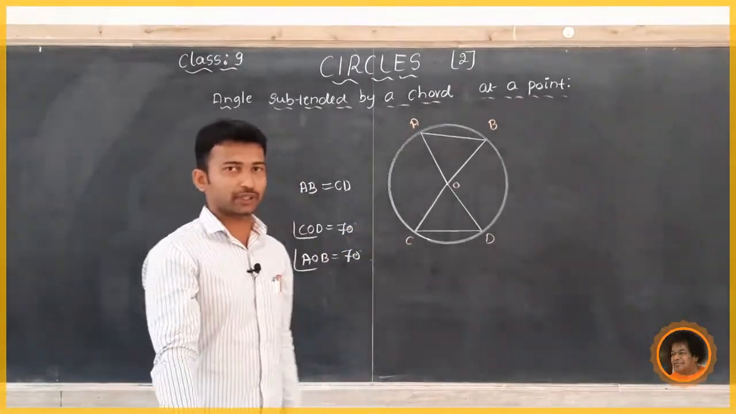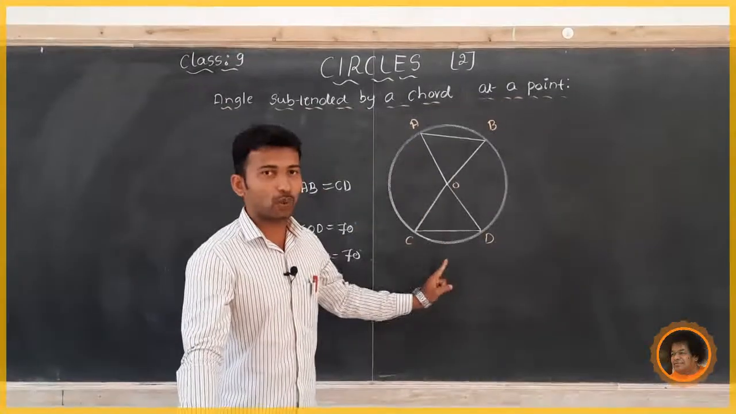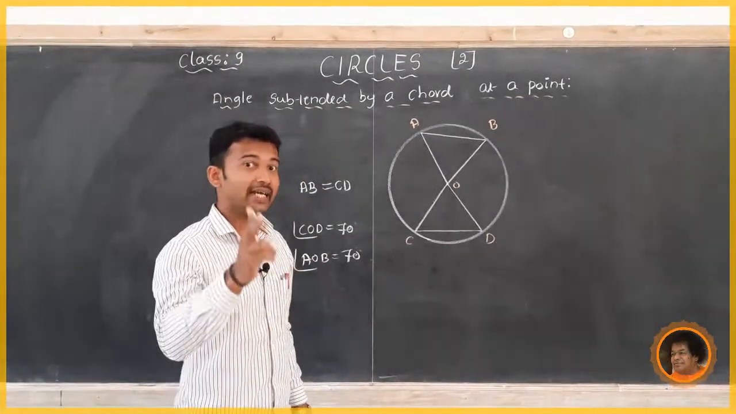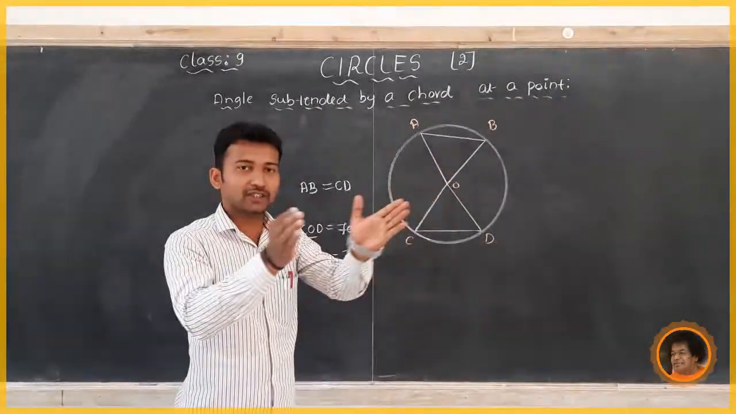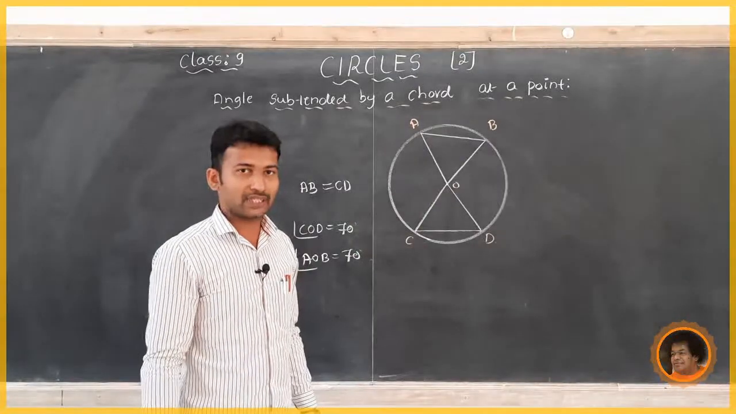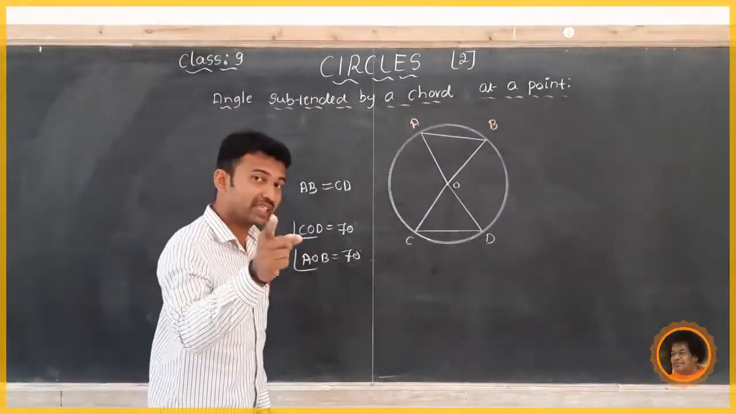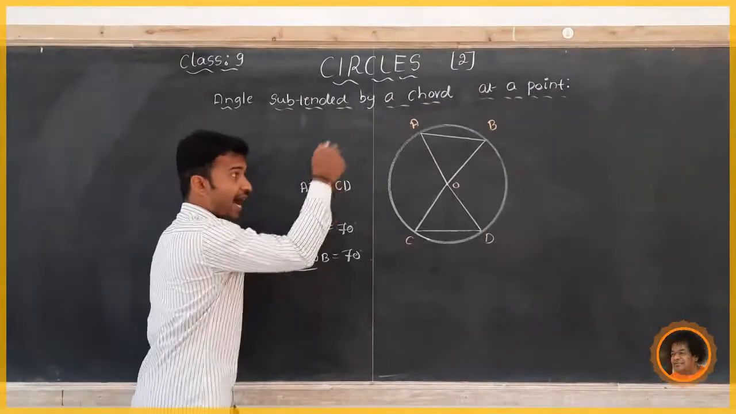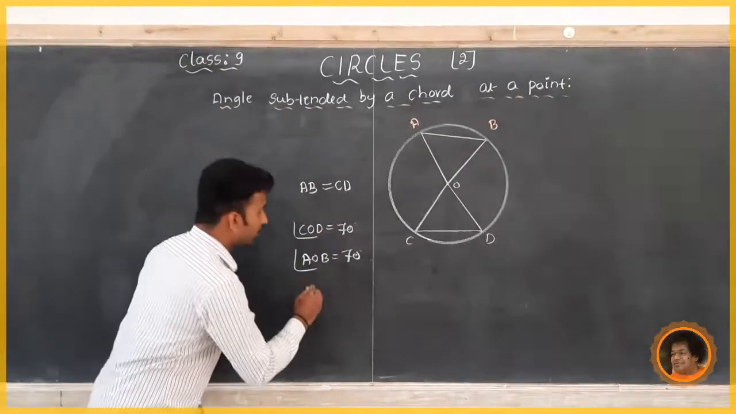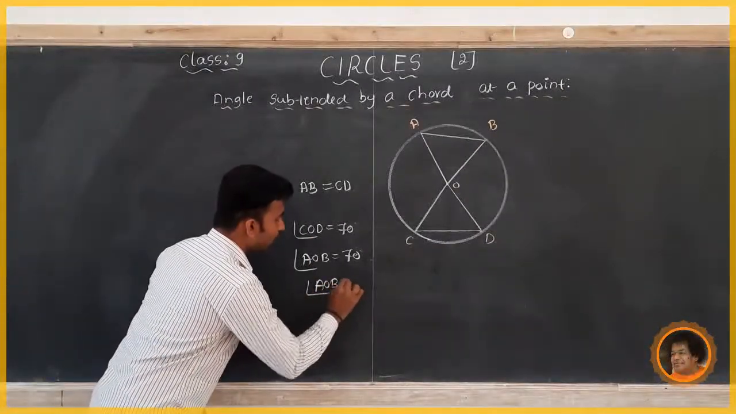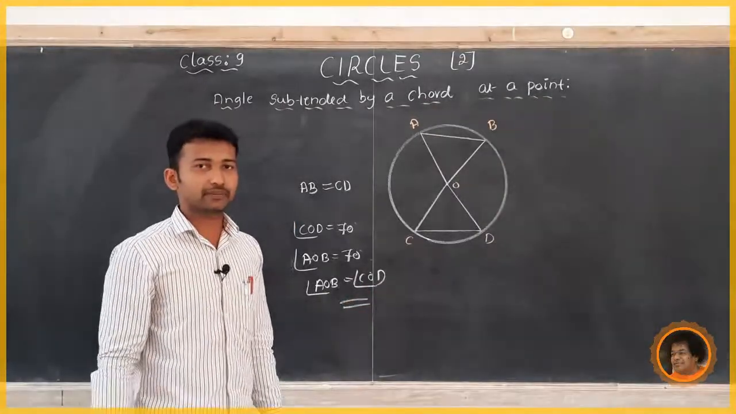Yes, what is the conclusion? If two chords are equal in a circle, the angles subtended by the two equal chords at the center are also equal. Yes, AB is equal to CD. Therefore, the angles subtended by the equal chords at the center O are also equal. So we write angle AOB is equal to angle COD. This is the statement.